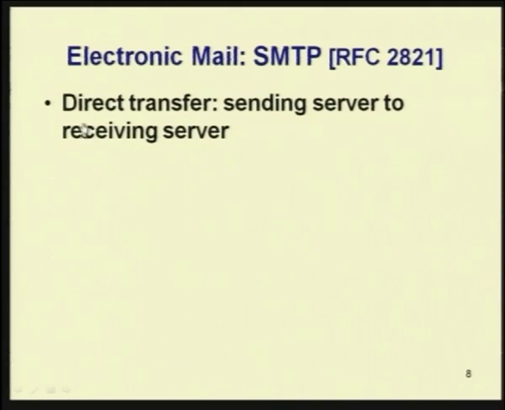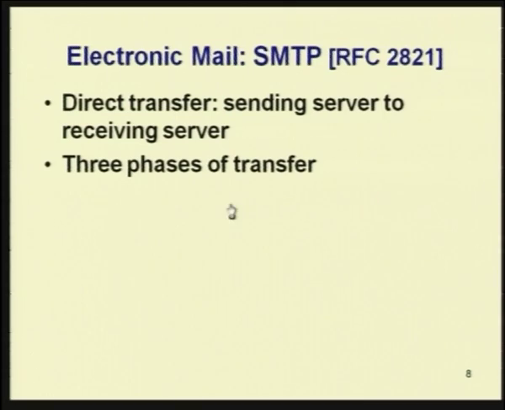Now this is responsible for direct transfer of the mail messages, that is, from the sending server to the receiving server, the direct transfer of messages takes place using this SMTP protocol. We say it's a simple mail transfer protocol, and we also find that the protocol itself is very simple. That is one of the reasons for the success of this protocol as well.